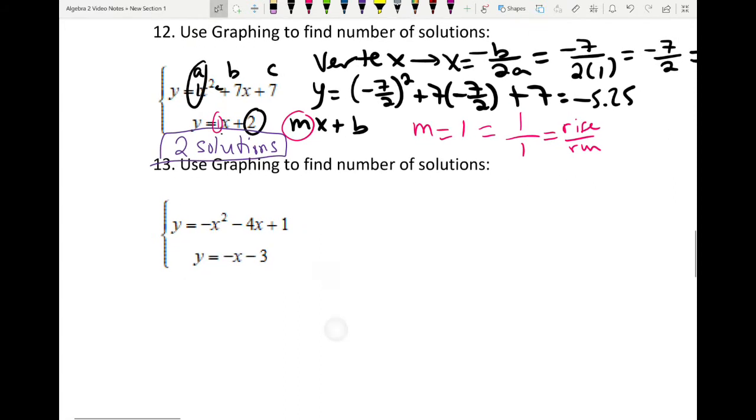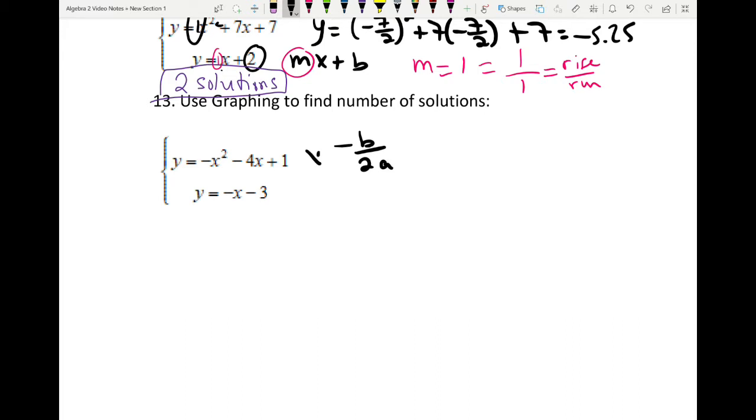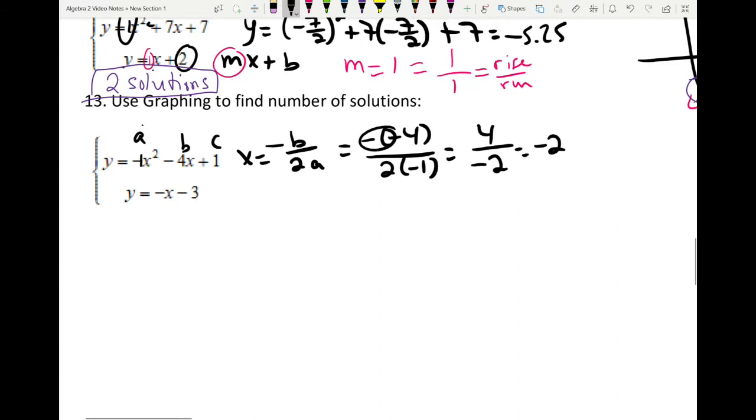All right, let's do the same thing for number 13. Let's find the vertex for number 13. We're going to use the formula negative b over 2a. This will give us the x-coordinate. So a is negative 1, b is negative 4, c is 1. So we get negative 4 over 2 times a. Two negatives make a positive, and 4 divided by negative 2 is negative 2. So we know the x-coordinate is negative 2.